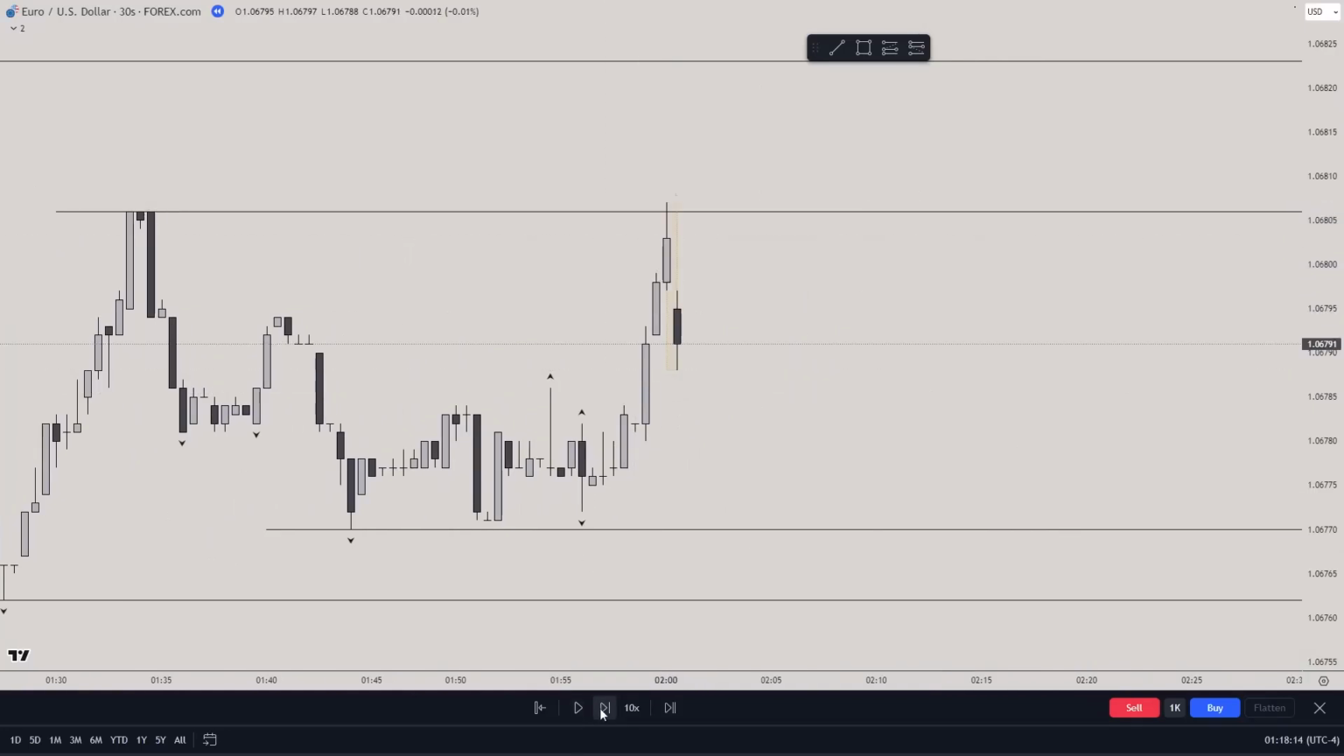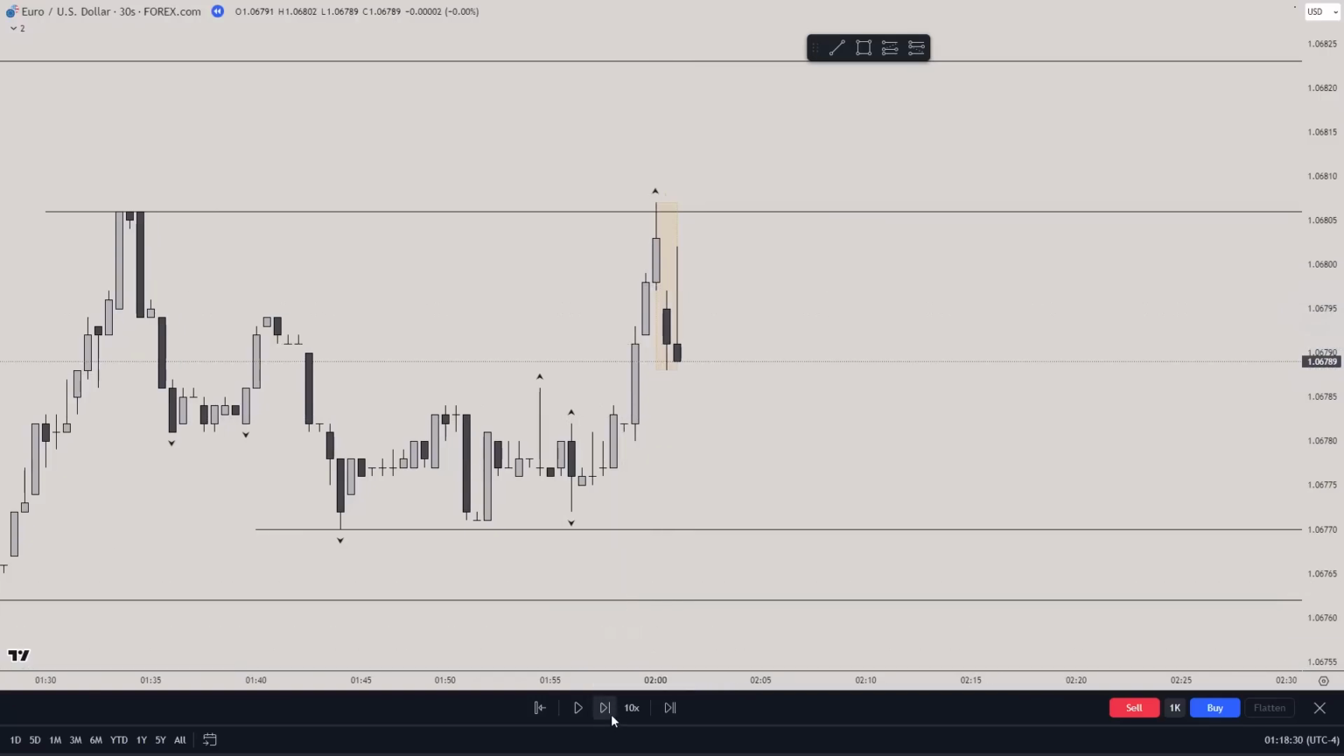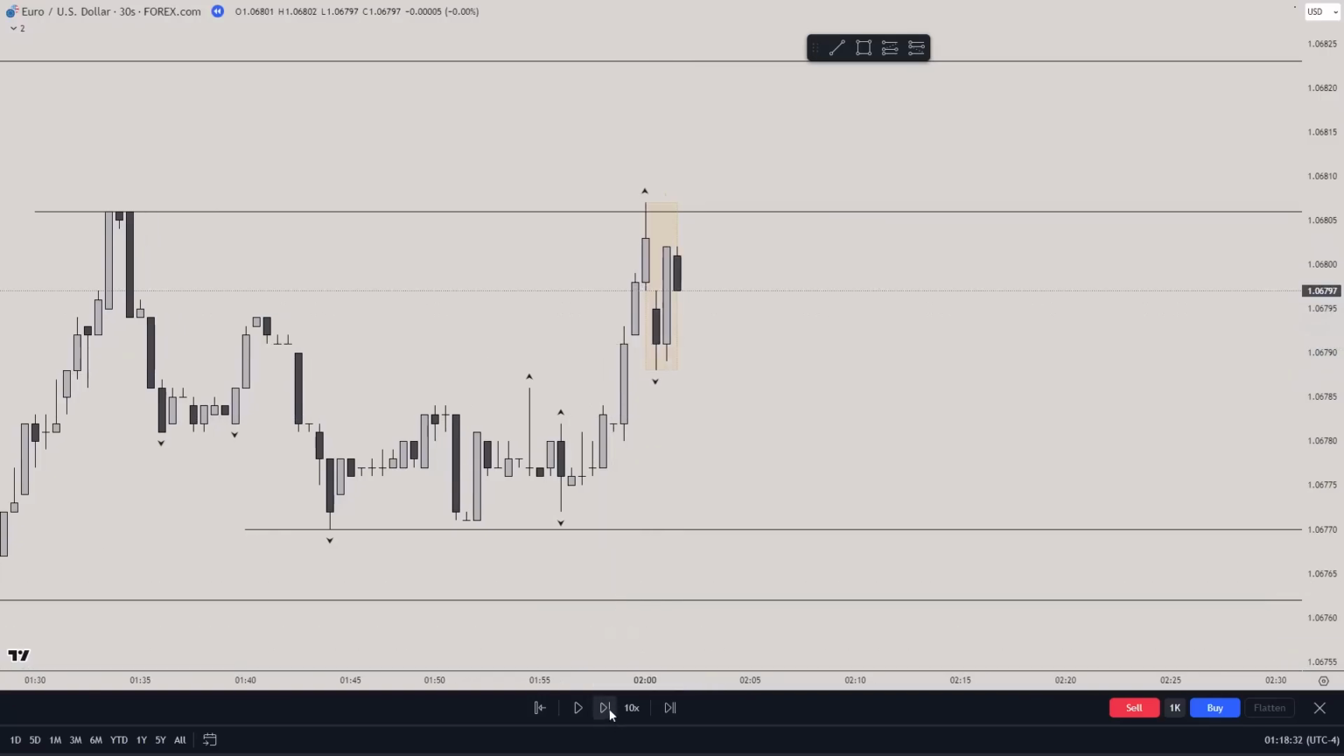Then play one more. Do we have a fair value gap? No. This is just a normal gap. This is not a fair value gap. Why? Because a fair value gap is a 3 candle pattern. In this case, we only have this candle and this one. So if another candle comes here, then maybe we have a fair value gap, but so far nothing. And we don't have a fair value gap.